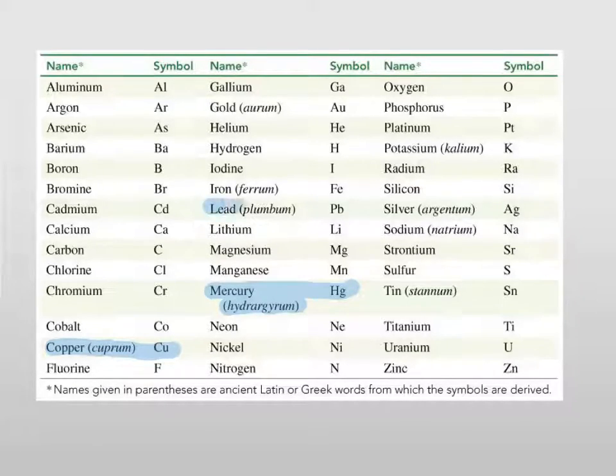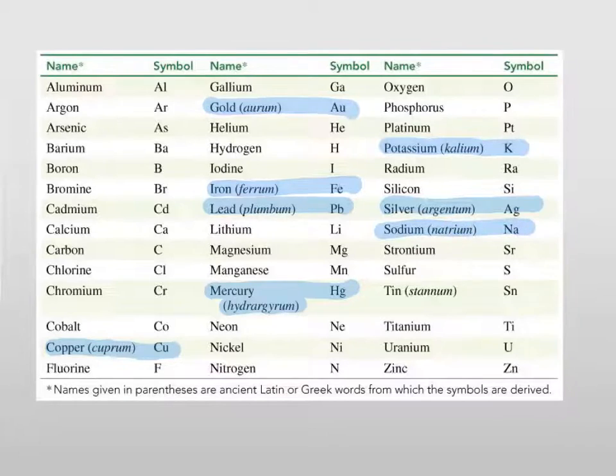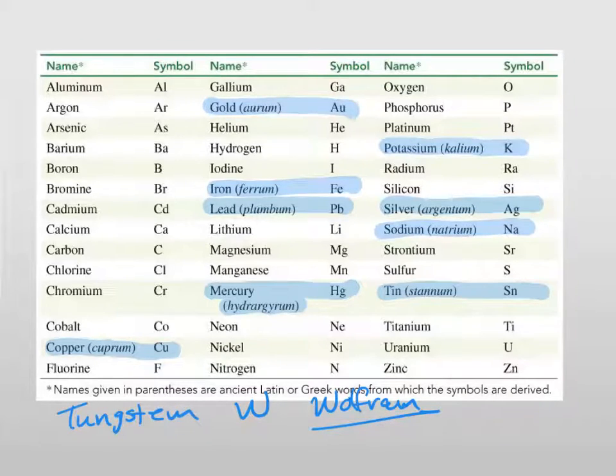Lead is Pb after the Latin plumbum. Iron is Fe after the Latin ferrum. Gold is Au after the Latin aurum. Potassium is K after kalium. Silver is Ag, argentum. Sodium is Na after natrium. Tin is stannum. Another one that's not even listed here that's common, tungsten, has the symbol W after the German word Wolfram, which is named after a person.